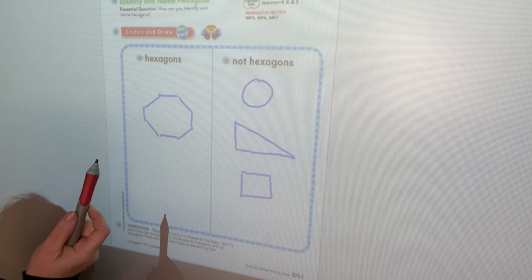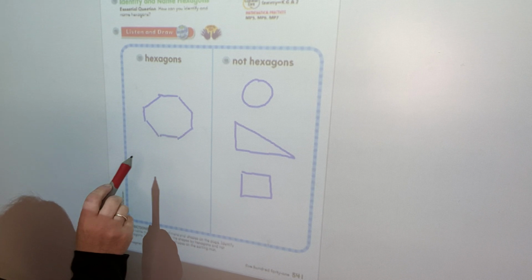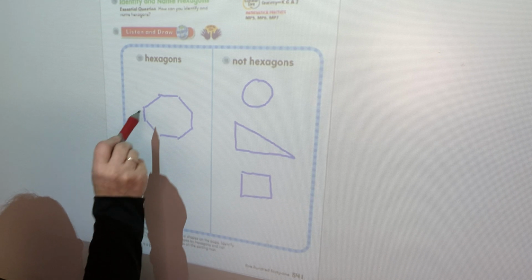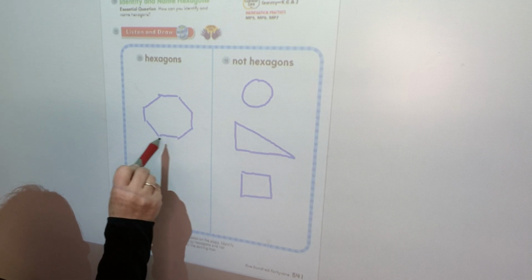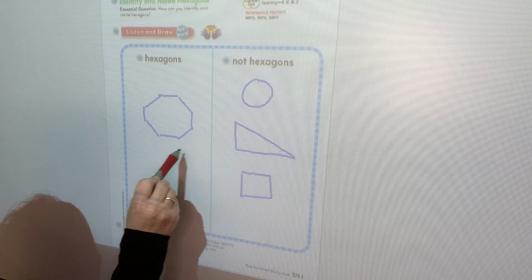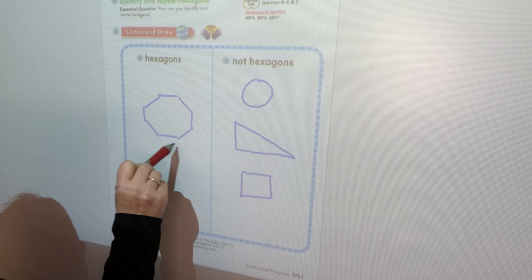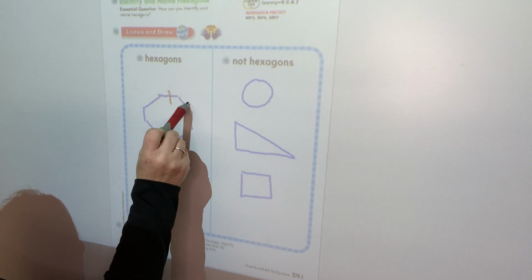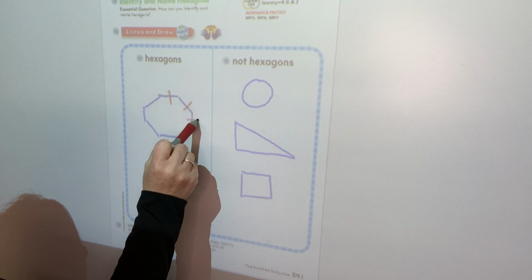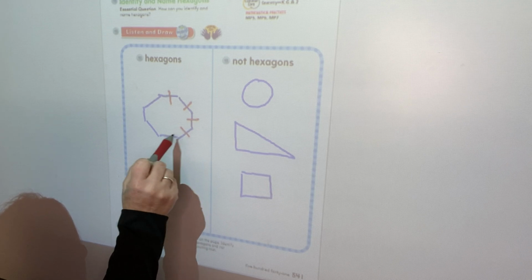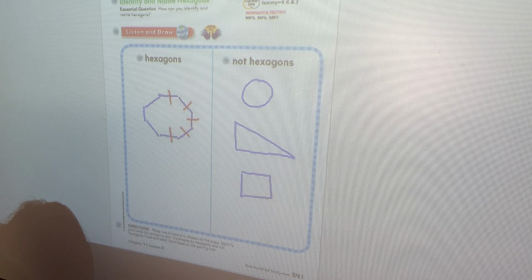I'm going to use a different color marker to put a line through all of my sides and do my vertices so you can see. I'm going to start at the top so I make sure I go all the way around. I'm going to go in a clockwise direction. So I'm going to start 1, 2, 3, 4, 5. That didn't work, did it?